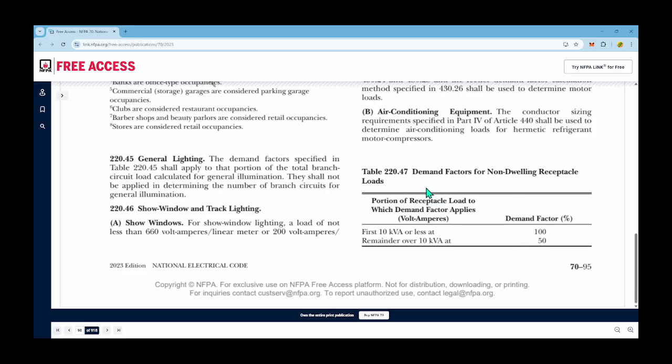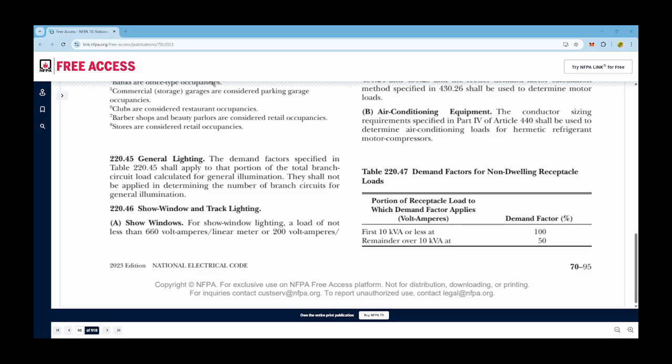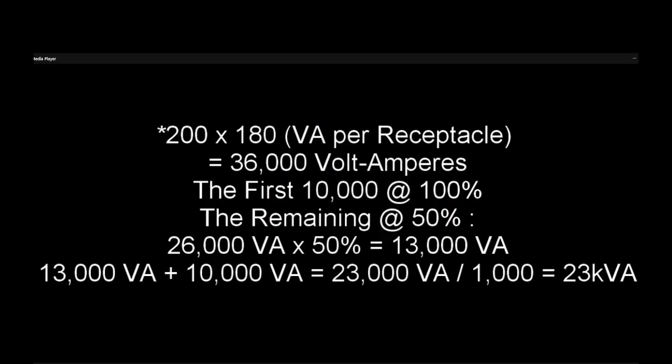So you have to get familiar with these code books and these sections and all the tables in the NEC so that you can be on point when it comes to this stuff. So this is basically what the question came out to. We started out with 200 receptacles and we multiplied that by 180 VA per receptacle, and that came out to 36,000 VA. So if we were to do table 220.47 demand factors, we would see that the first 10,000 VA or less would be at 100%, and that's right here where we are. The first 10,000 at 100%.